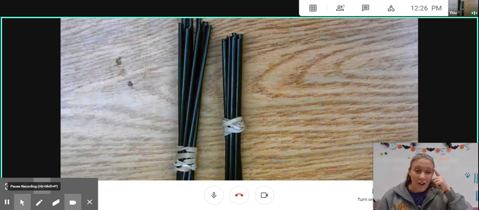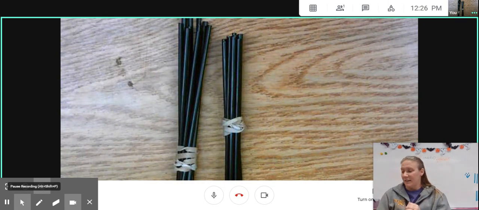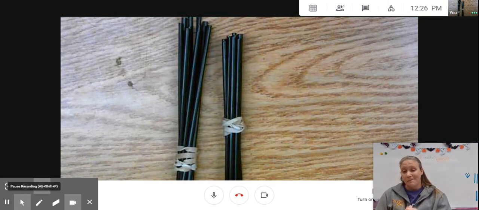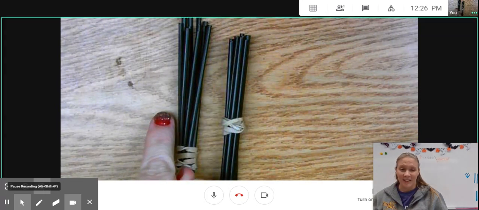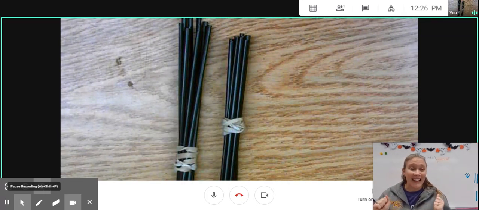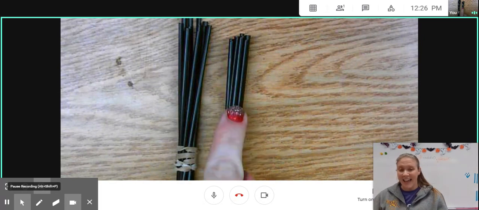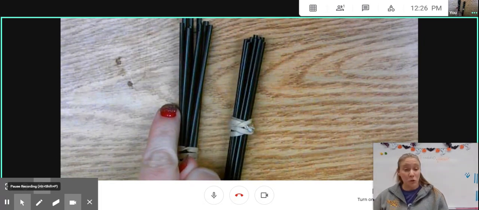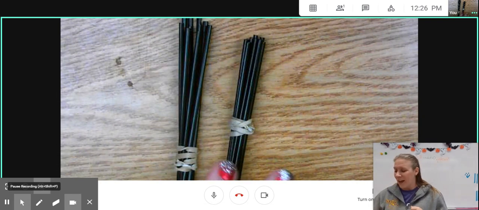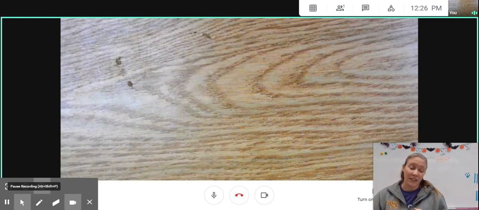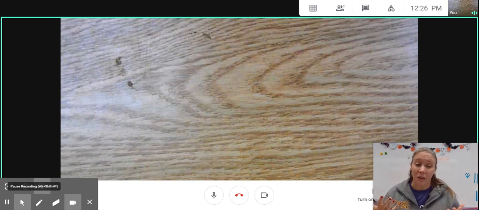Think to yourself, how much does that represent? So we have 2 bundles of 10. So if you said 20, you'd be right, because that's 10 and 10. So this represents the number 20. Good job, guys. Okay, so now we're going to practice counting with our different representations with our straws.